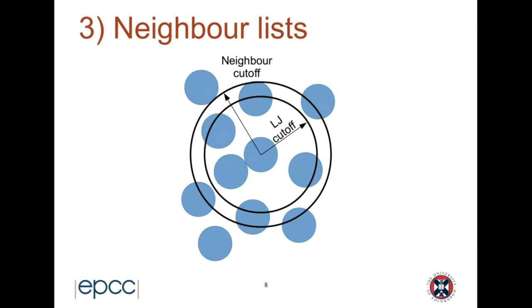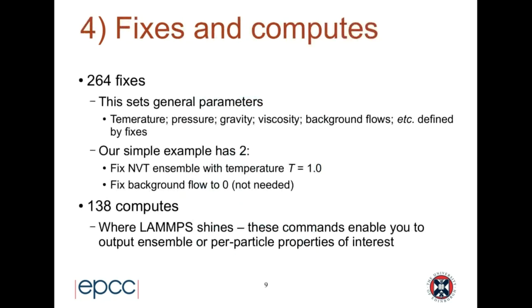So we finished with neighbor lists, and the next bit we're really going to get into the interesting bits. We're going to get into how you can control your simulation, how you can compute things from your simulation, how you can run your simulation, how you can get outputs from your simulation. So far we've just been packing things into a box. Now we need to define how those things will move and what we want to get out of it. So we're going into fixes and computes.